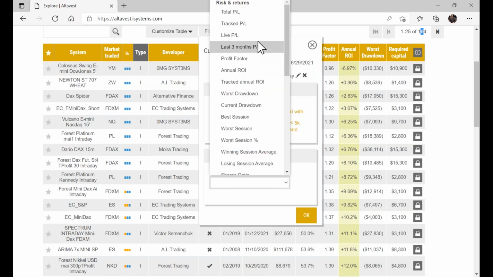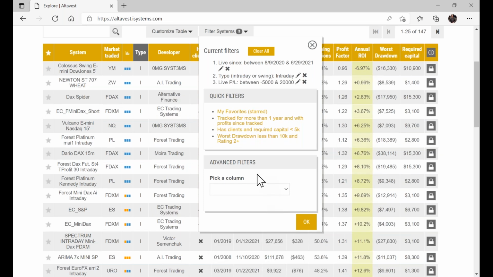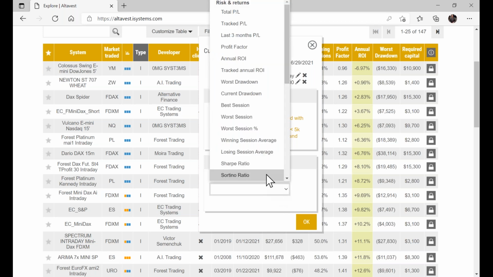How about live P&L? So live profit and loss. Let's just make up a number. How about 5,000 is the drawdown there with, I don't know, let's just make up a number, 20,000, anywhere in that range. Okay, so now you have these filters up here that you've added, and maybe we'll add one more.